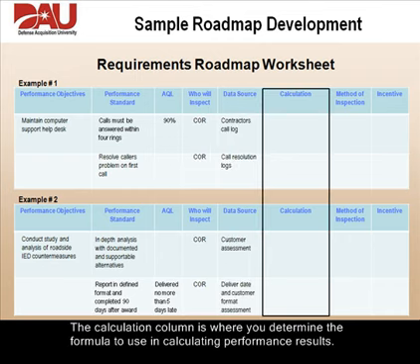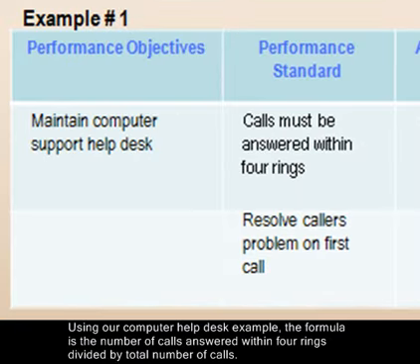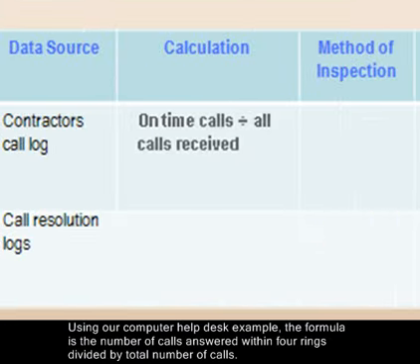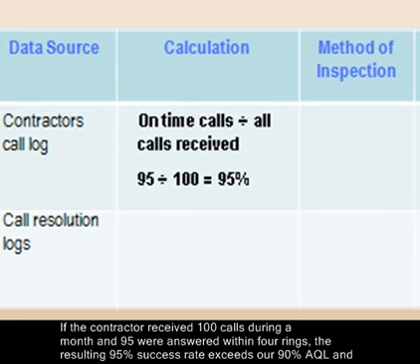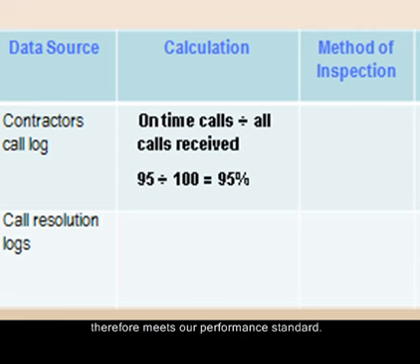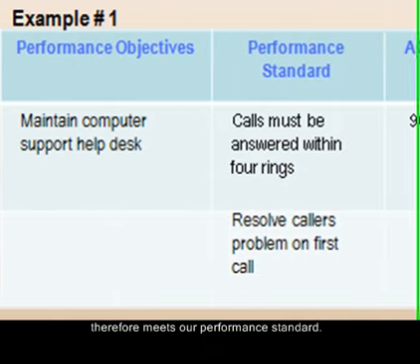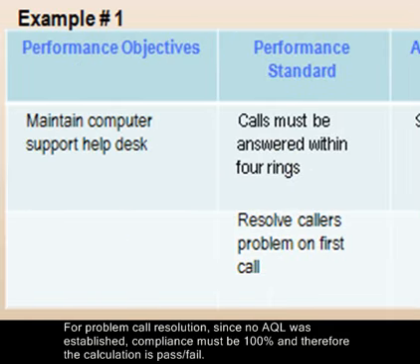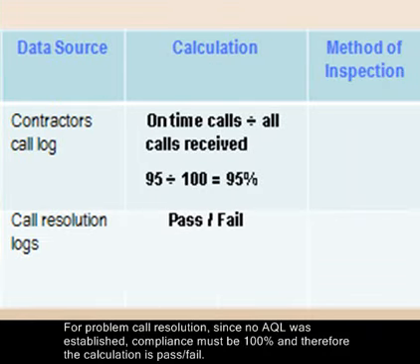The calculation column is where you determine the formula to use in calculating performance results. Using our computer help desk example, the formula is the number of calls answered within 4 rings divided by total number of calls. If the contractor received 100 calls during a month and 95 were answered within 4 rings, the resulting 95% success rate exceeds our 90% AQL and therefore meets our performance standard. For problem call resolution, since no AQL was established, compliance must be 100% and therefore the calculation is pass-fail.